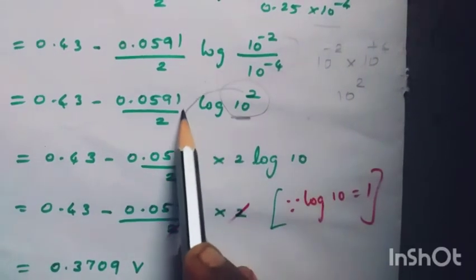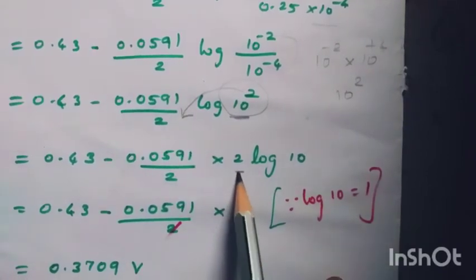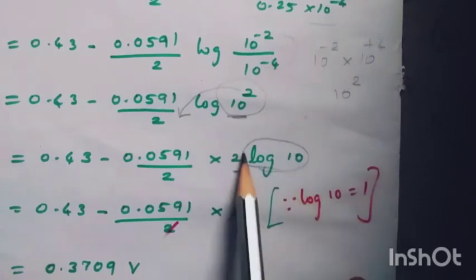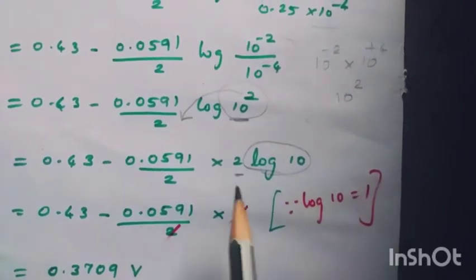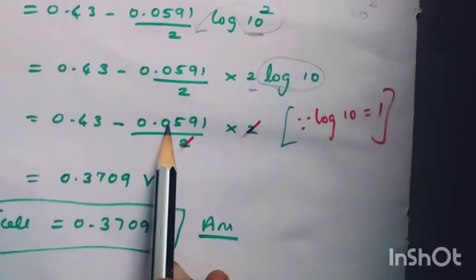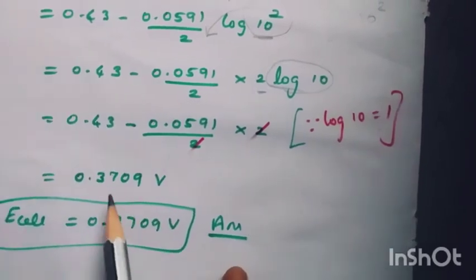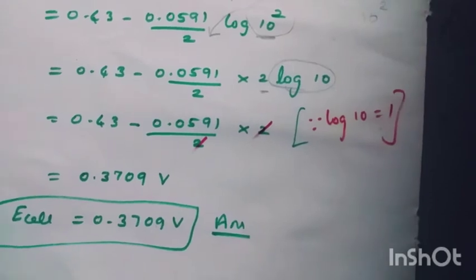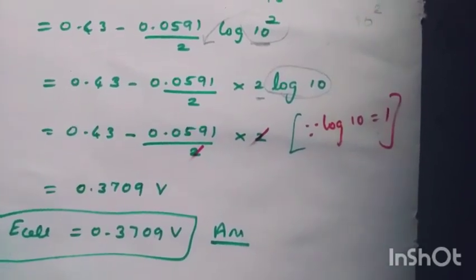This can be written here. So it becomes 2 log 10. Log 10 value is equal to 1. So 2 we are writing. Cancel these 2. Now subtracting this from this, we get this value. So EMF of the cell is equal to 0.3709. In this way we have to calculate the EMF of the cell.